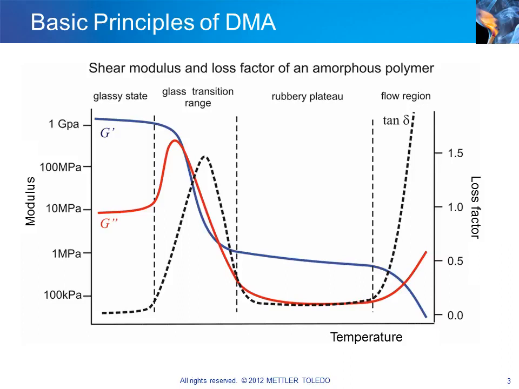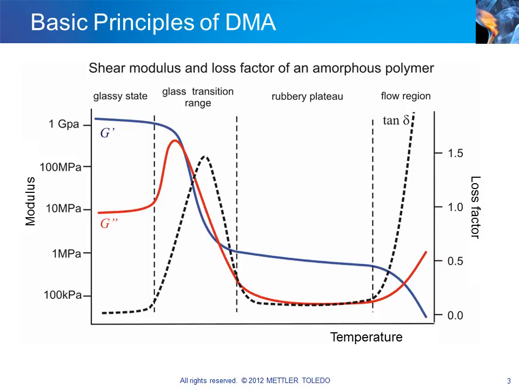In the glassy state, the polymer is almost ideally elastic, and the value of the storage modulus G' is very high. As we move from left to right along the temperature axis, we first enter the glass transition range. The material becomes leathery and soft, and the storage modulus decreases by about 3 orders of magnitude. The loss modulus G'' and tan delta exhibit peaks.